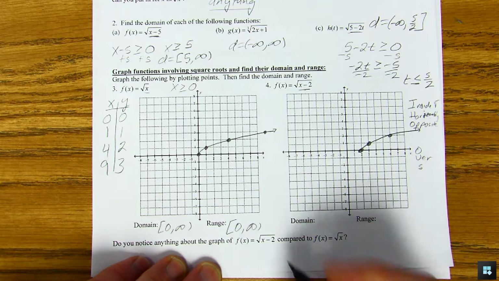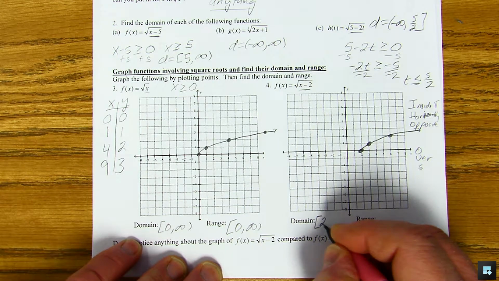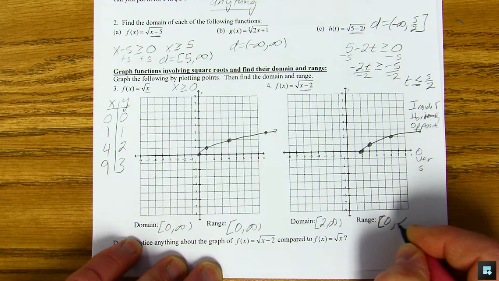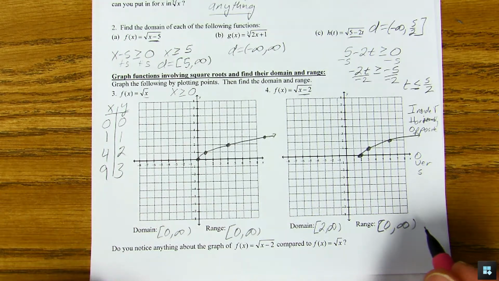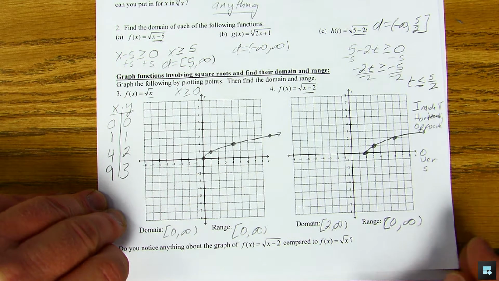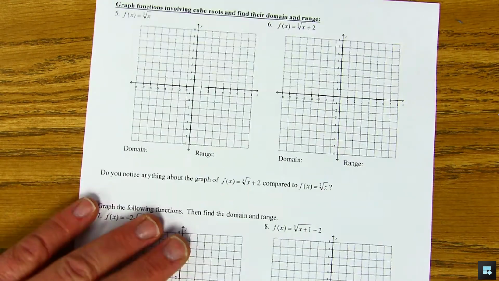So the domain here is going to be from 2 to infinity. The range is from 0 still to infinity. Brackets on the 0 and the 2 because they do equal those. And then this down here, notice anything about the graph, they just want you to notice that it shifts. All right, let's do a couple more graphs.